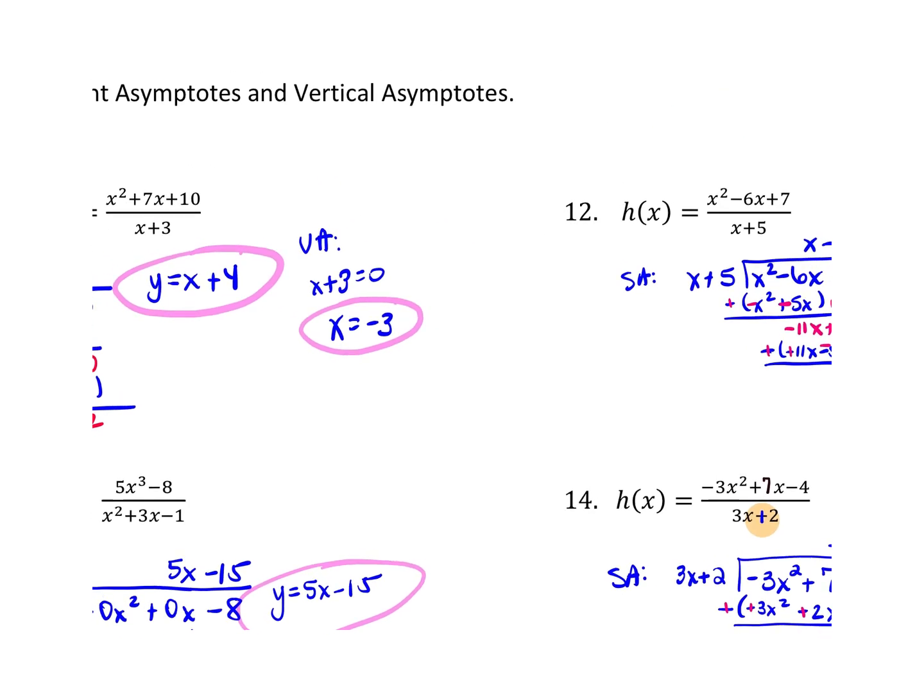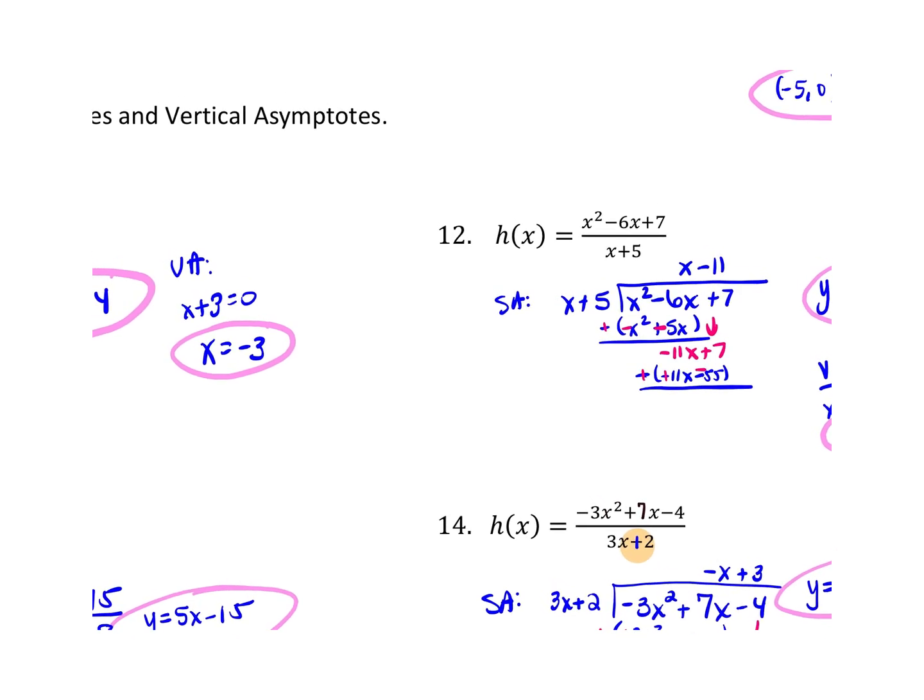Y equals. If you don't write y equals, you're getting points off. It is a line. A line is written in y equals mx plus b. What do we do with the remainder? You just leave it. You don't worry about it. If you have a remainder, don't worry about it. You leave it. Do not include it with your answer.